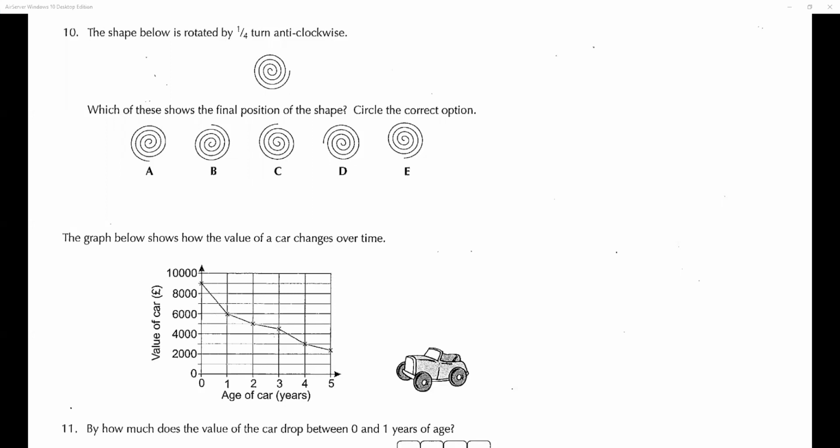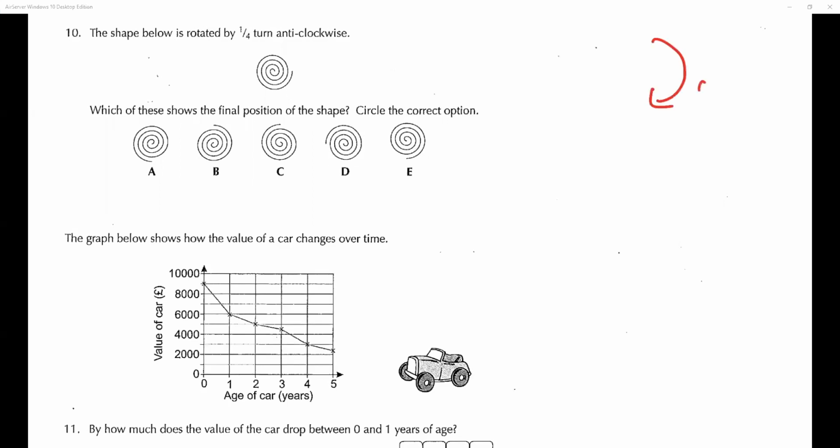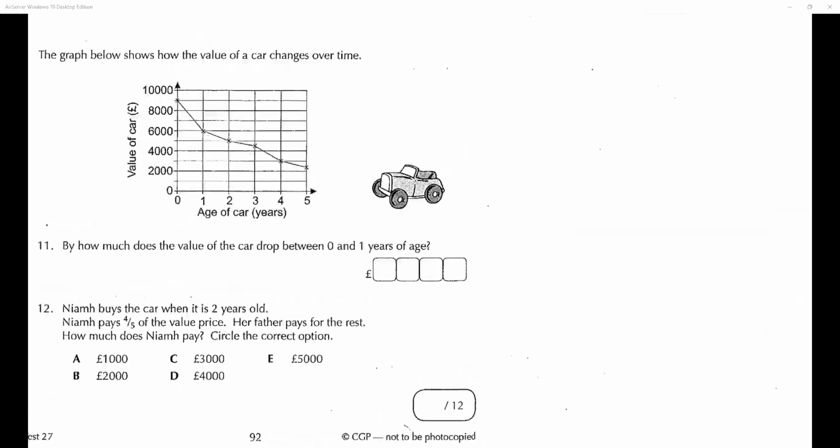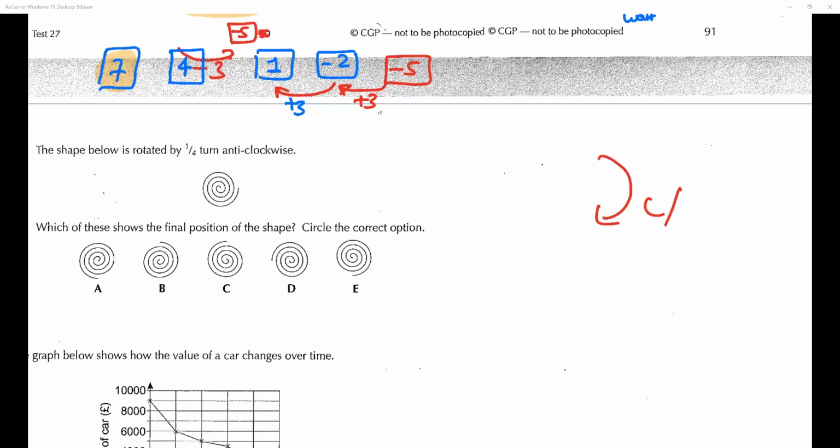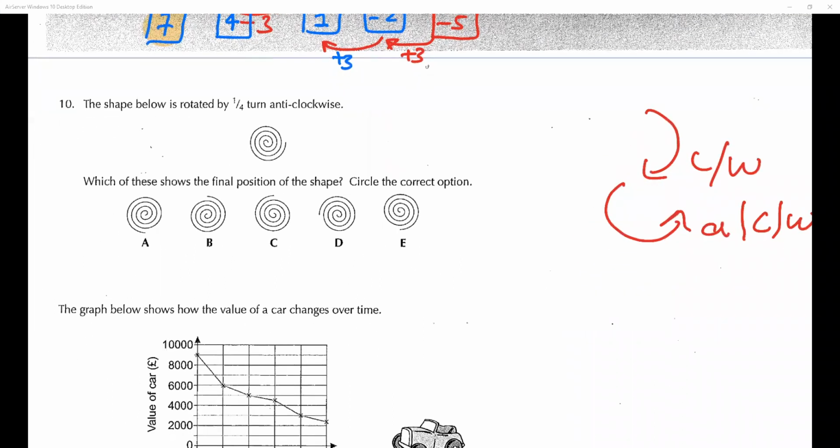The shape below is rotated by 1/4 turn anti-clockwise. Which of these shows the final position of the shape? Clockwise is in the direction of the clock. Anti-clockwise is the opposite direction of the clock. Circle the correct option. So if you turn it that way, a quarter of a turn, this part here will be facing this way. So the answer will be which one?